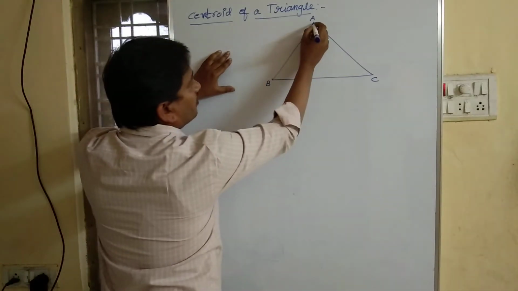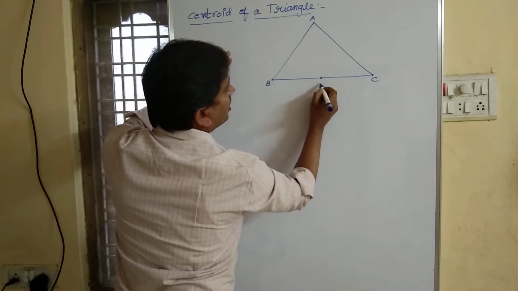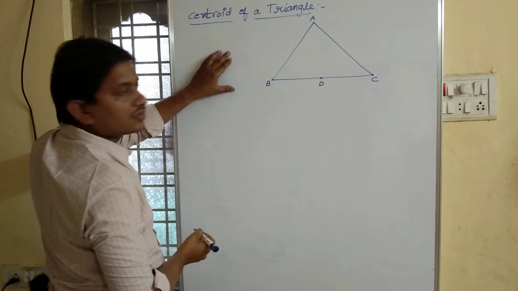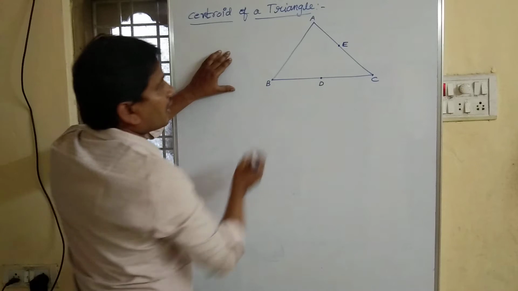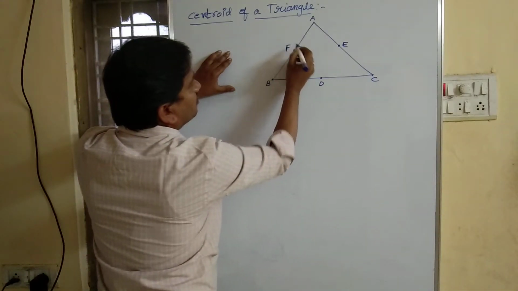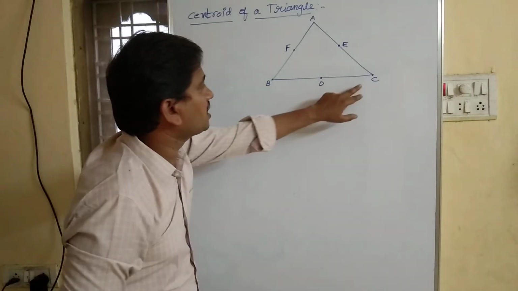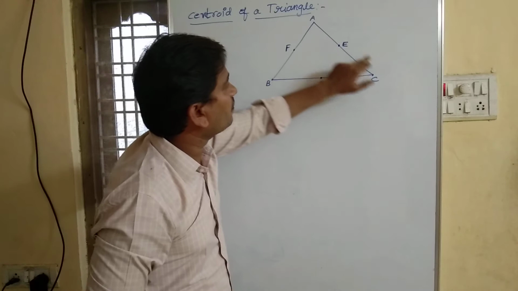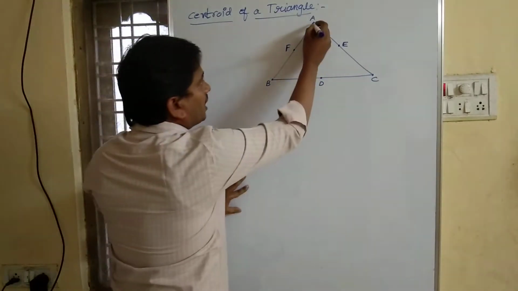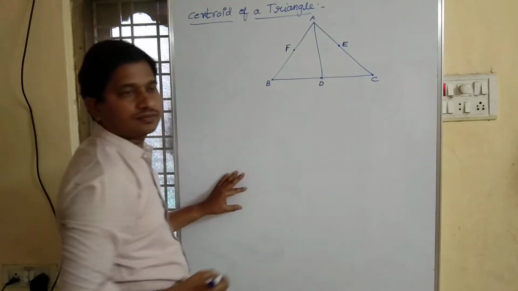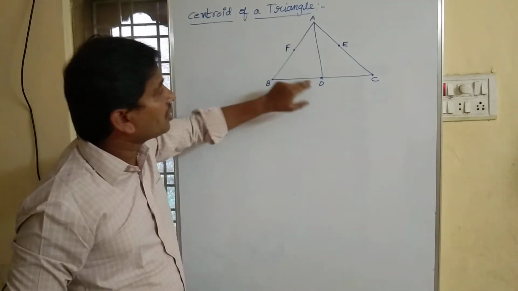Let us say the midpoint of BC is D, the midpoint of AC is E, and the midpoint of AB is F, children. Here D is the midpoint of BC, E is the midpoint of AC, and F is the midpoint of AB. Now let us join AD. Here AD is called a median.